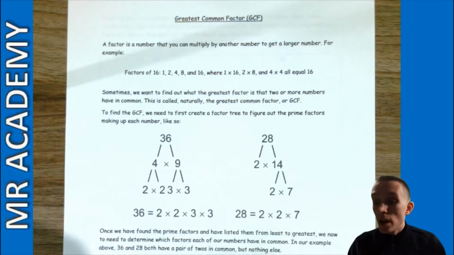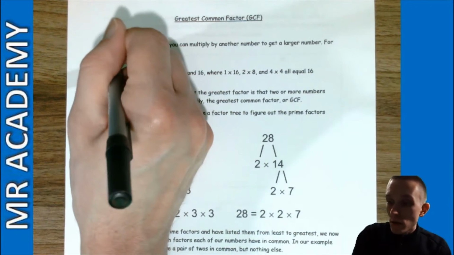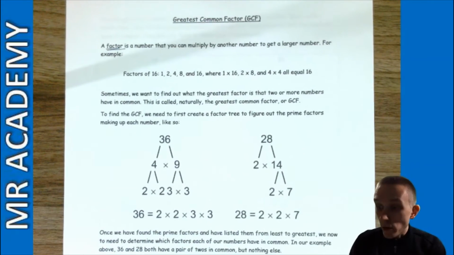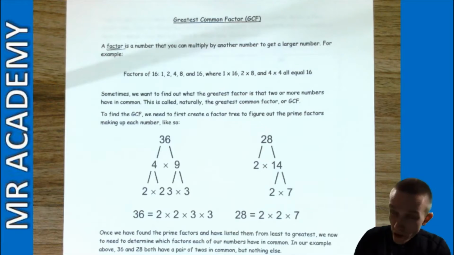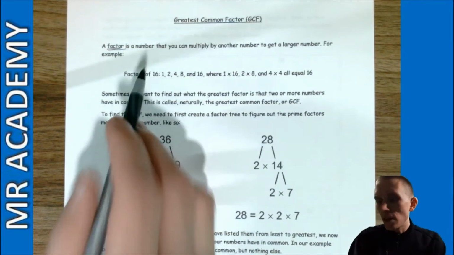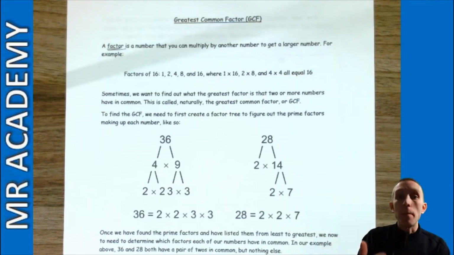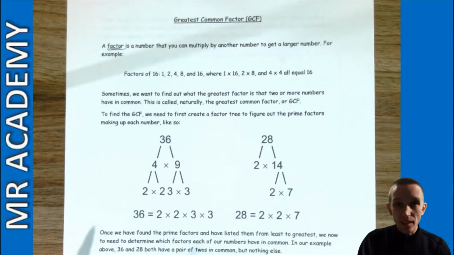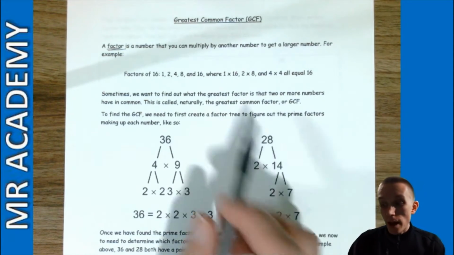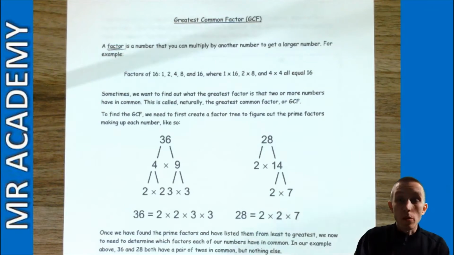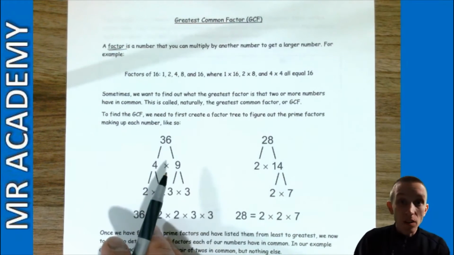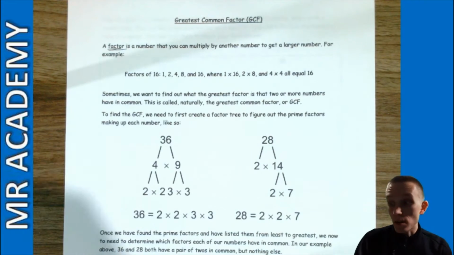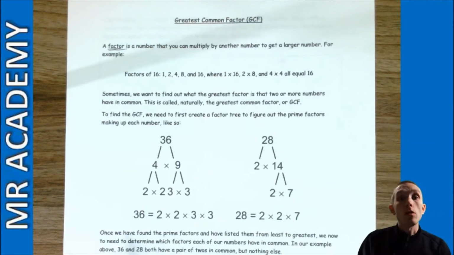Okay? So to start with, a factor right here is a number that you can multiply by another number to get a larger number. So for example, the factors of 16, if I were to list them out, I would have 1, 2, 4, 8, and 16. And if I were going to multiply some of these numbers together, I would say 1 times 16 would give me 16, 2 times 8 would give me 16, and 4 times 4 would give me 16.